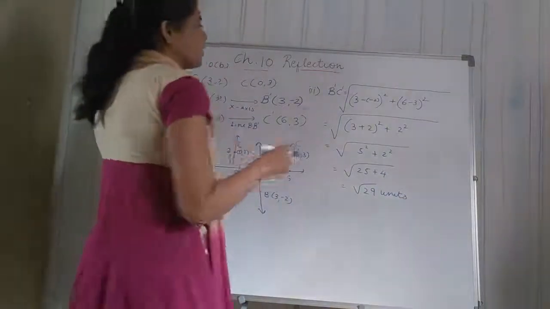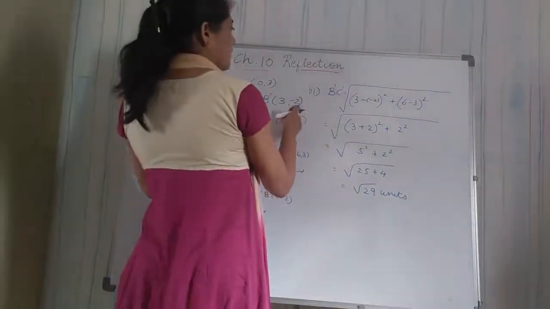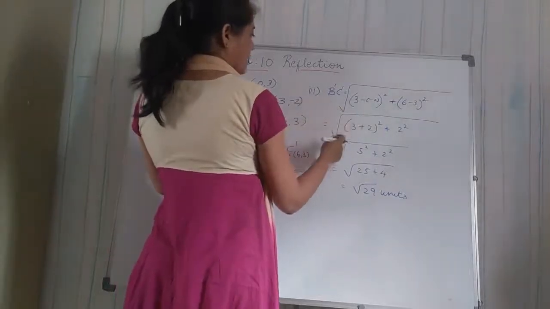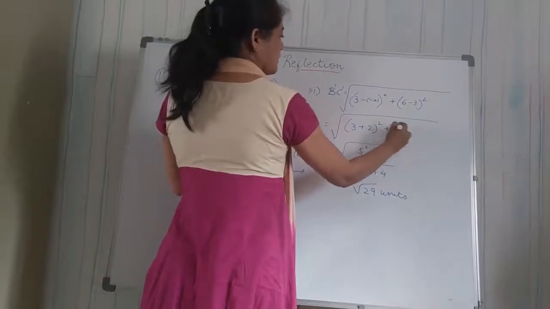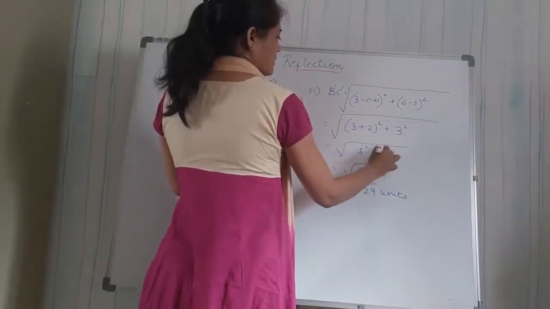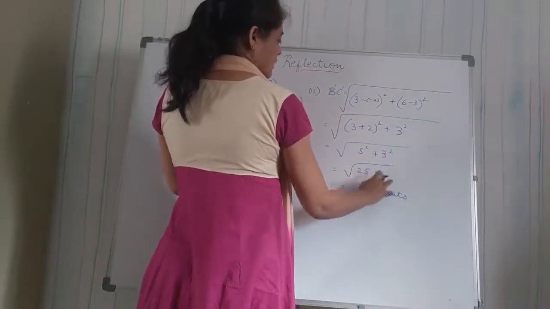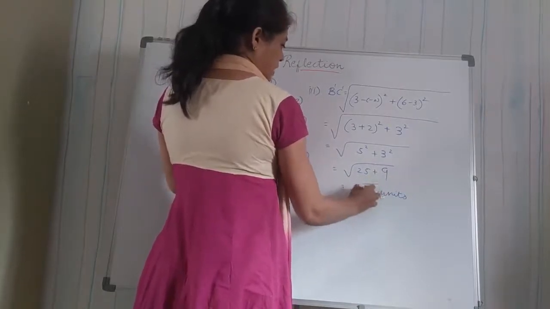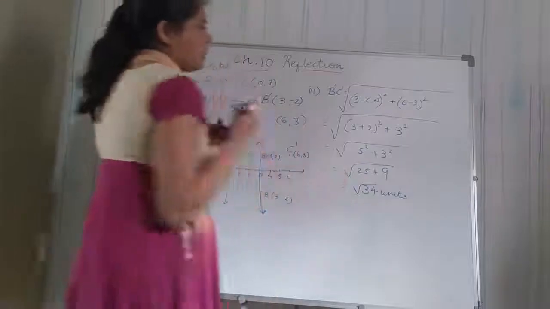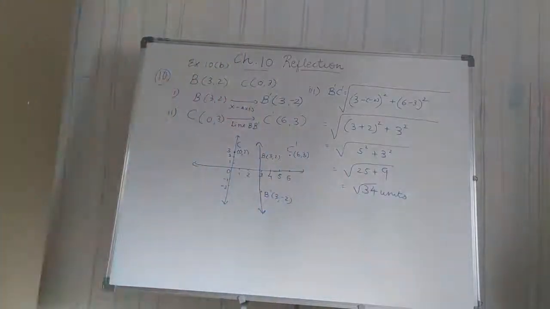So how, it is not like this. You see 3 minus 2 whole square and 6 minus 3 is 3 here. So this is the mistake. You see, 3 square actually, and 3 square is 9. So by adding them I get square root 34. So you also take care when solving this type of question.